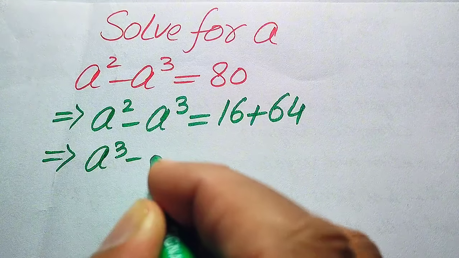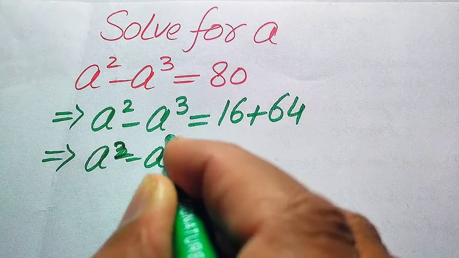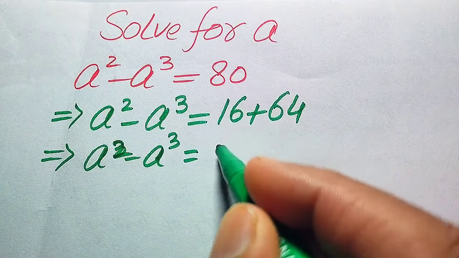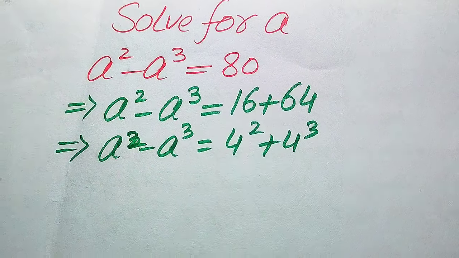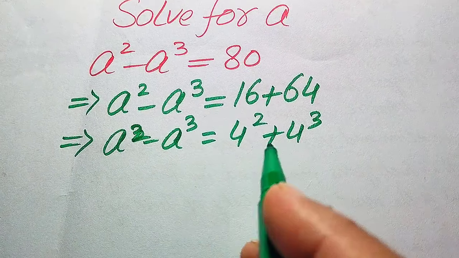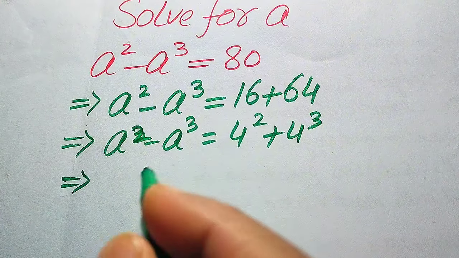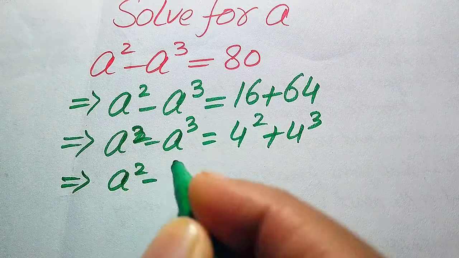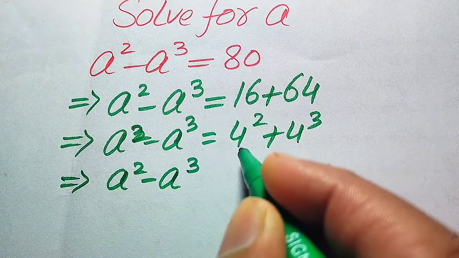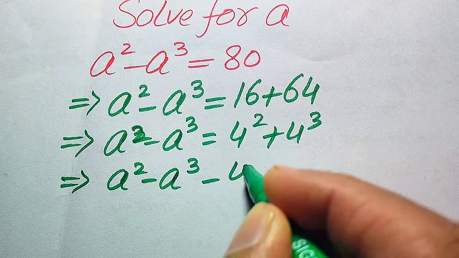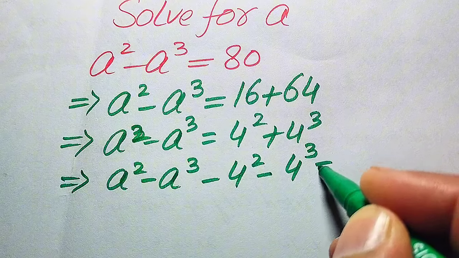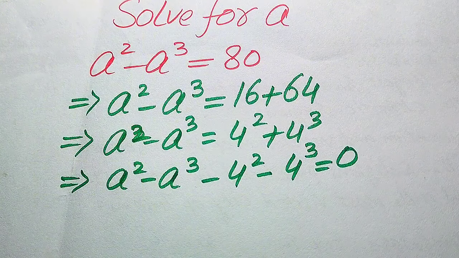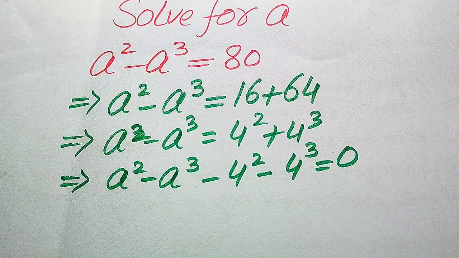So further we need to write our right hand side in this form: 4 square plus 4 cubed. In the next step we move both of these values from the right hand side to the left hand side, and it will be written as a square minus a cube. Positive 4 square becomes negative 4 square, positive 4 cubed becomes negative 4 cubed, and this whole equation equals 0.